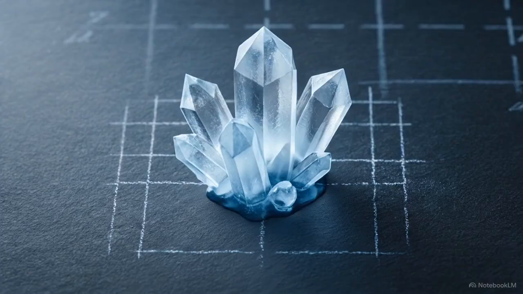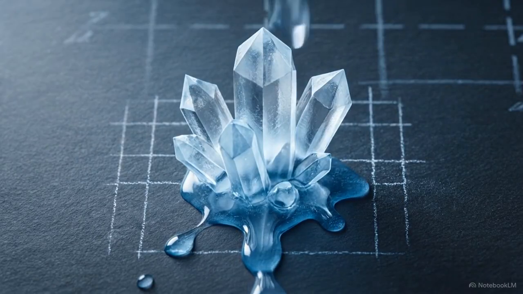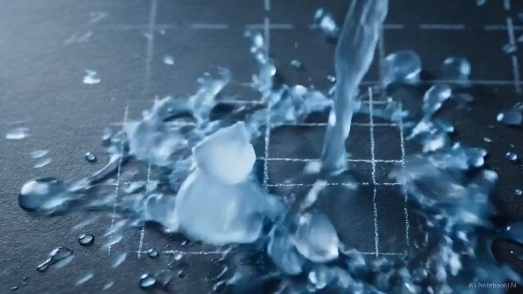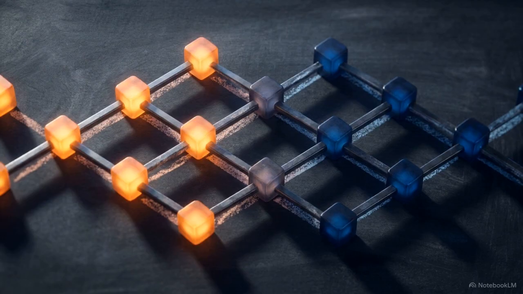We can now predict the final equilibrium temperature, but we haven't yet discussed the speed at which the heat actually travels to get there. In our next tutorial, we cover heat conduction rates, examining how fast energy transfers through solid metals. Understanding this final balance of energy is the first step toward calculating how that energy moves through physical matter.